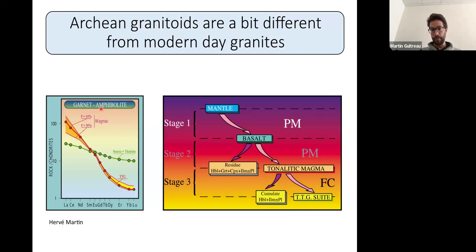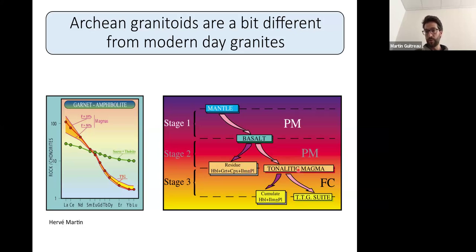And it works as well for major elements. So that's why I'm not going into all of the arguments. And this has been shown also by experimental petrology, where people have melted basalts in the amphibolite stability field and obtained magmas of TTG composition. So the way it works is you extract a basalt from the mantle through partial melting. Then this basalt will be remelted to generate tonalitic magma with a residue composed of hornblende, garnet, CPX, ilmenite, and more or less plagioclase, depending on the depth of melting.